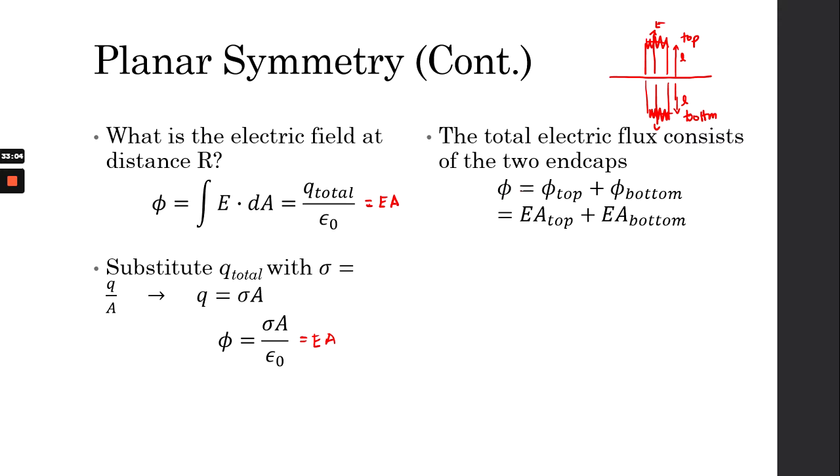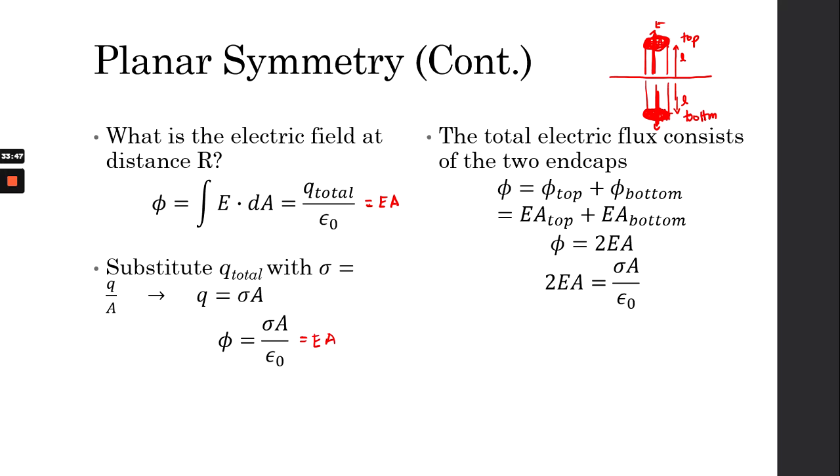So the total electric flux is equal to the electric flux at the top plus the electric flux at the bottom, and that is equal to EA top and EA bottom. Since these are just two equal end caps of the same cylinder, the area of the end caps is basically the same, and the magnitude passing through them is also the same, so we can just combine the two. So you would end up having electric flux equal to 2EA. So 2EA is equal to sigma multiplied by the area divided by epsilon naught.